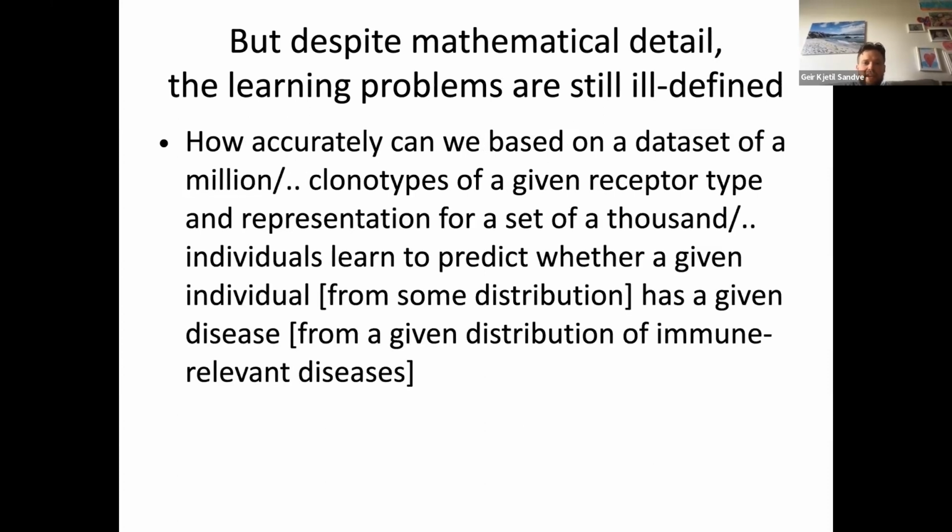biomarker. And again, we can then ask how accurately can we, based on a data set of, right, 1 million, 100,000, depending on how much blood we get, for instance, clonotypes of a given receptor type, and representation for a set of 1,000 individuals, or maybe 1 million individuals, or 100 individuals. So, which will also influence our ability to learn a model that can predict whether some individual, which again is from some distribution, right? Is it young or old? Is it people where we already have a good picture of their risk profile, or is it much more open? And then whether you have a given disease, where it will also vary a lot based on disease, and it will also vary a lot based on where in the disease progression we are doing the measurements, and so on.